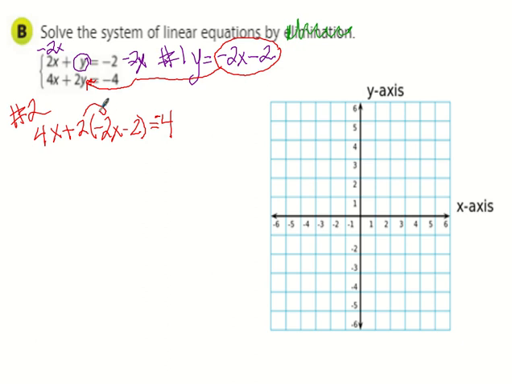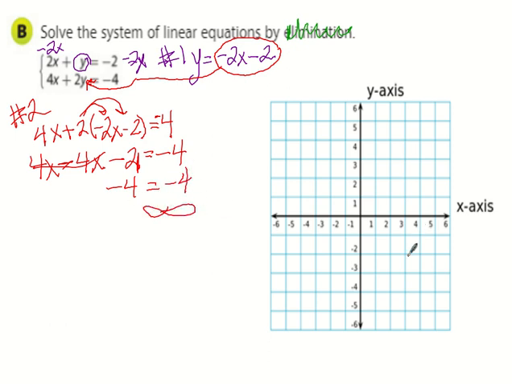All right, we'll distribute by 2. I'll get 4x minus 4x minus 2 equals, oh, nope, 2 times 2 is negative 4, sorry, equals negative 4. 4x minus 4x cancels. I'm left with minus 4 equals negative 4. These will always equal each other, and that's an infinite number of solutions.